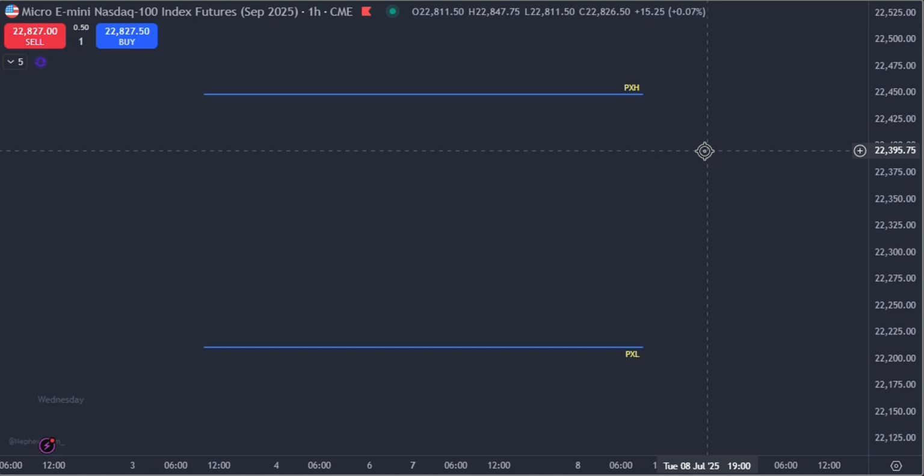So it's called time-based liquidity. Time-based liquidity because there's time cycles. These time cycles, they're yearly, quarterly, monthly, weekly, daily, session, and 90-minute cycles.